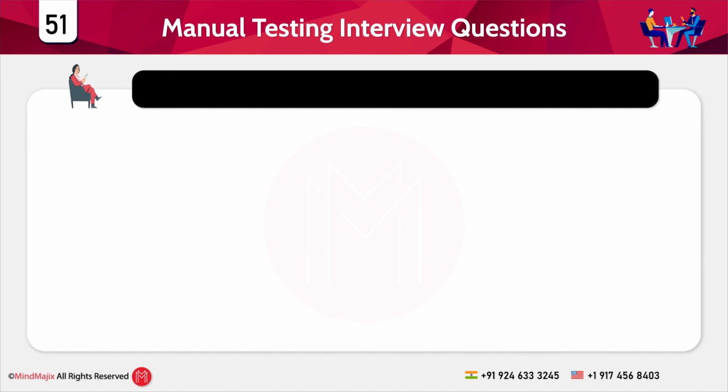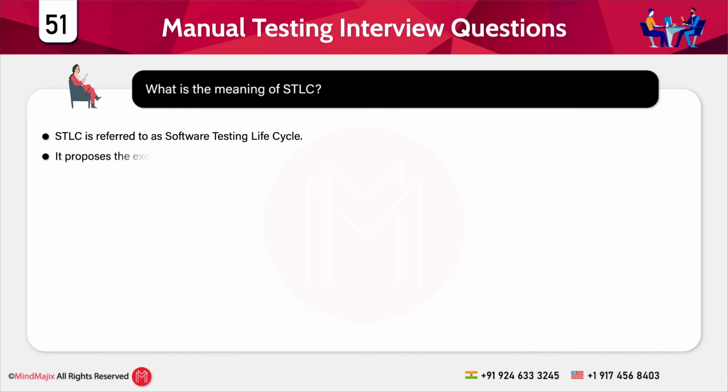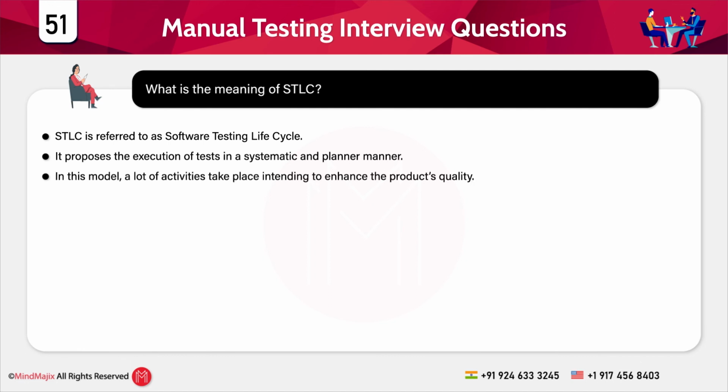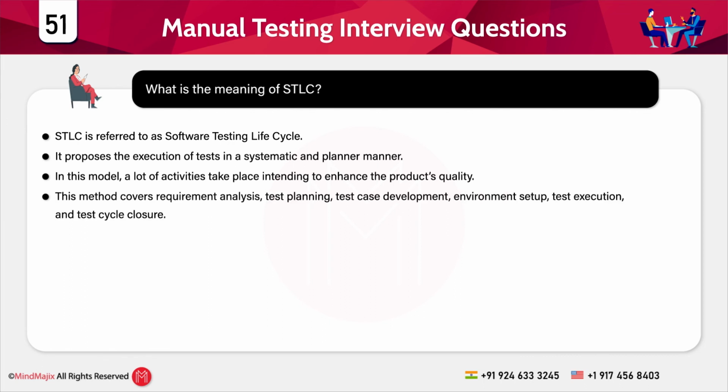The next question is, what is the meaning of STLC? STLC is referred to as software testing lifecycle. It proposes the execution of tests in a systematic and planned manner. In this model, a lot of activities take place intending to enhance the product's quality. This method covers requirement analysis, test planning, test case development, environment setup, test execution, and test cycle closure.